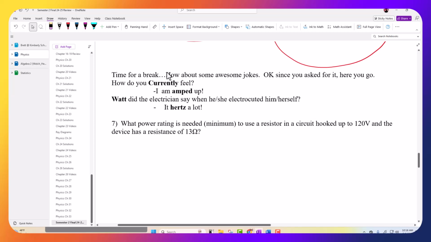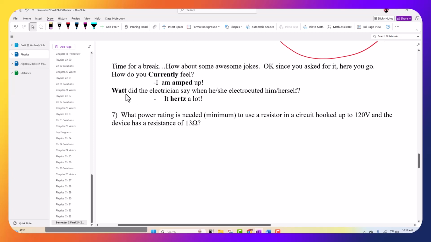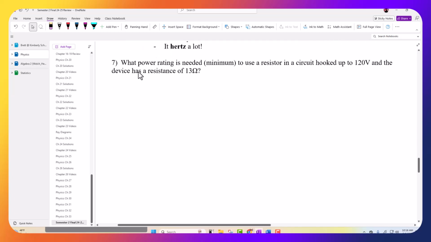Current, it's measured in amps. So, all right. And watt, did the electrician say when he electrocuted himself? It hurts a lot. That's funny.